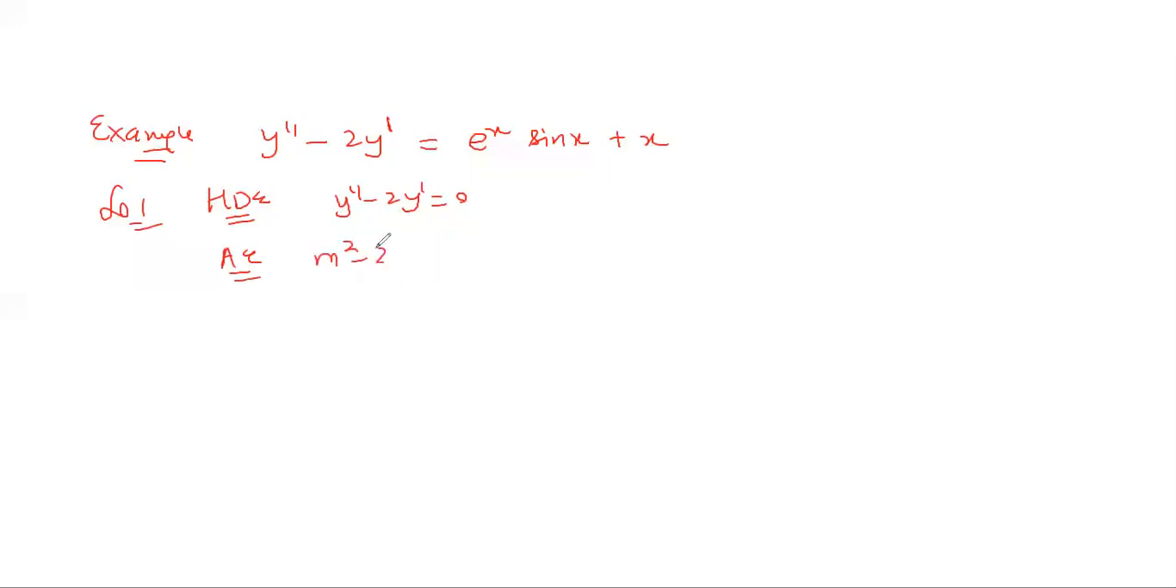The auxiliary equation is m² - 2m = 0. Two roots are there, 0 and 2. So the general solution is c1 e^(0x) + c2 e^(2x), because we know about the repeated roots. It's real and distinct roots, so you will have two terms. So c1 + c2 e^(2x). So this is the general solution.